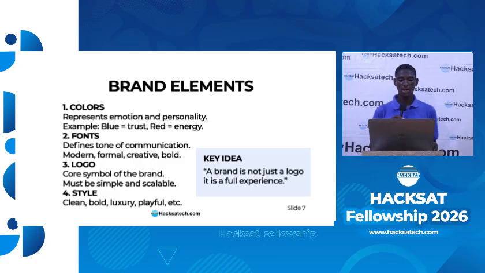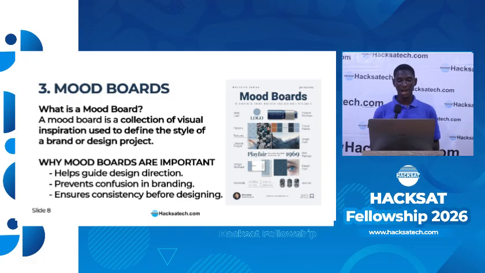So the next thing we are going to talk about is the brand elements. Number 1, we have colors, font, logo, style. The colors represent emotion and personality. Just like earlier, we talked about colors, they evoke emotion. Example, blue builds trust and red conveys energy. And then the second one is fonts. Fonts define the tone of communication: modern, formal, creative, bold. So a font is the tone of communication that each and every brand has.